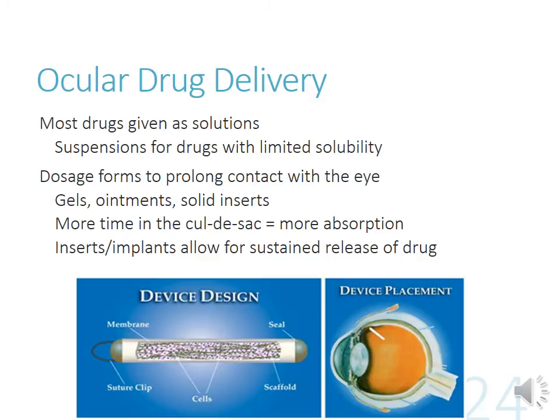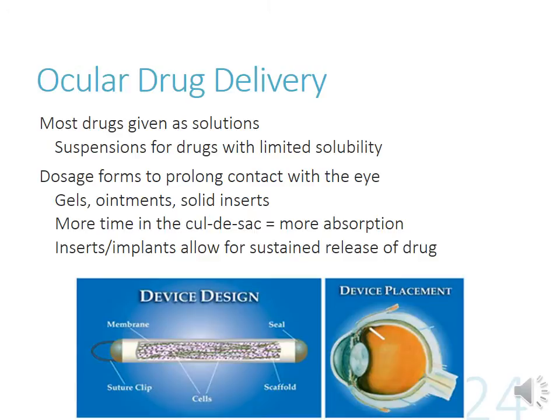Because obviously the problem with giving something systemically versus just topically to the eye is what? It goes all through the body, right? So you worry more about having a lot of systemic toxicities by giving something systemically than you do if you just apply it to the eye itself. So that's one of the major benefits of giving things topically in the eye: you have the local effect right there, and you limit a lot of those systemic side effects.